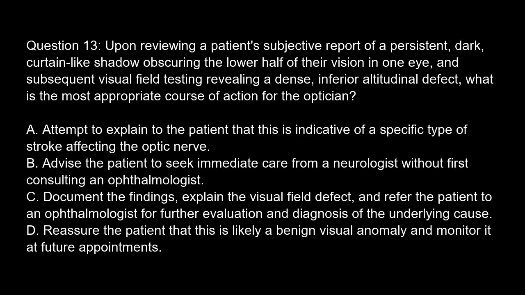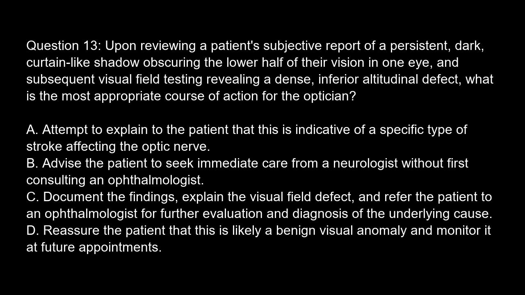Question 13. Upon reviewing a patient's subjective report of a persistent, dark, curtain-like shadow obscuring the lower half of their vision in one eye, and subsequent visual field testing revealing a dense, inferior altitudinal defect, what is the most appropriate course of action for the optician?